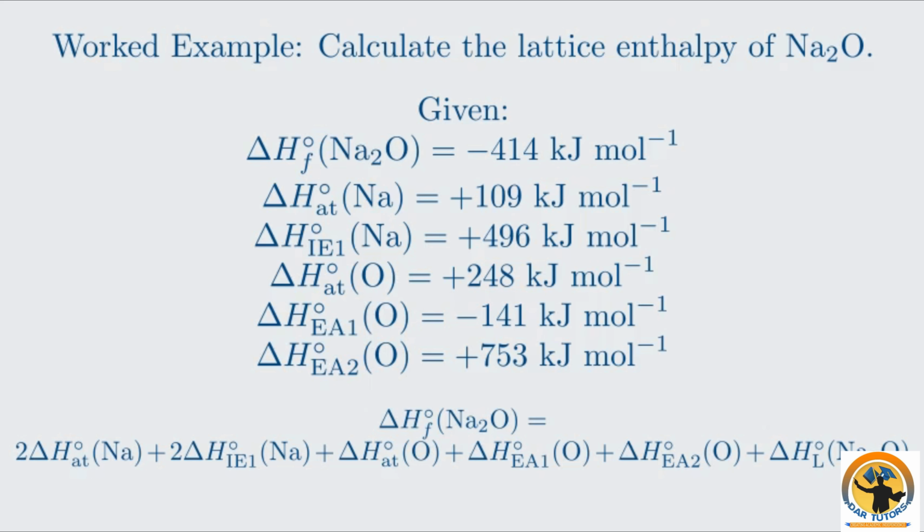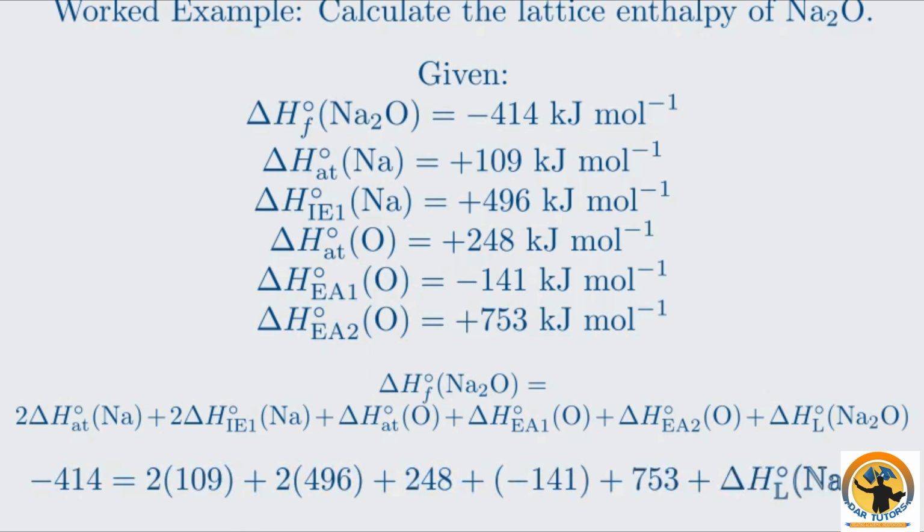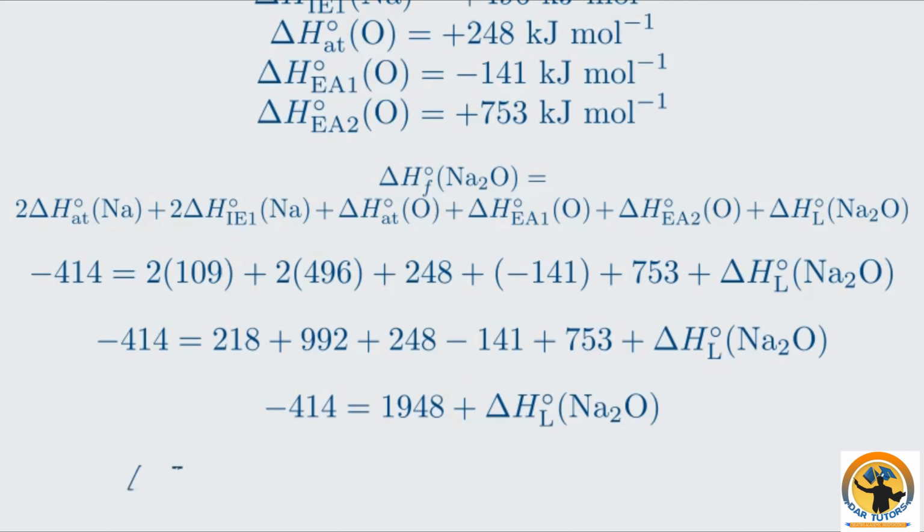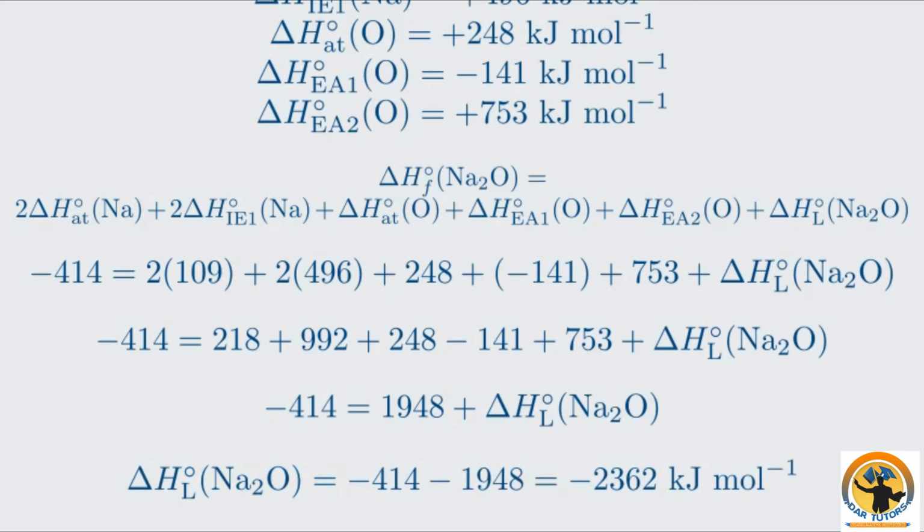Let's substitute the values. We calculate the sum of all the individual steps on the right side of the equation, which comes to positive 1948 kilojoules per mole. Rearranging to solve for the lattice enthalpy gives us negative 414 minus 1948, which is negative 2362 kilojoules per mole.